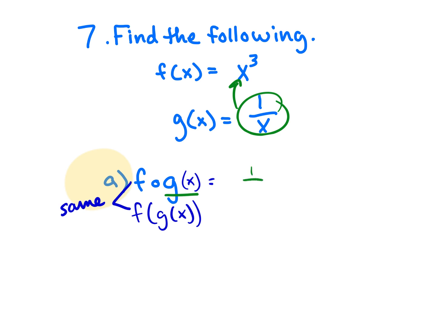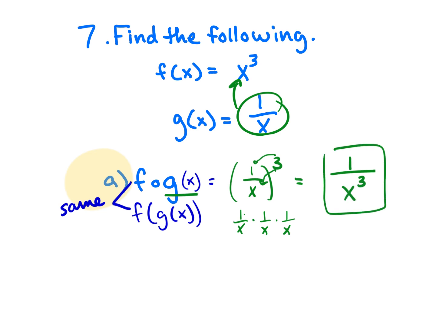So here we have 1 over x to the third power. We can simplify this. When we have a fraction raised to an exponent, the top gets raised to the third power and the bottom gets raised to the third power. Or if you want to work it out, it's 1 over x times 1 over x times 1 over x, 3 times. So 1 times 1 times 1 would be 1, and x times x times x is x to the third power. So that would be f of g of x.